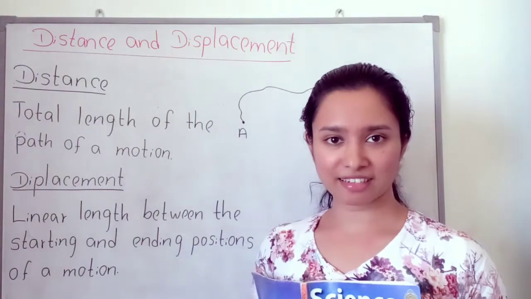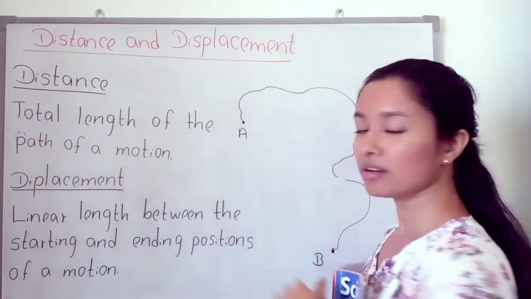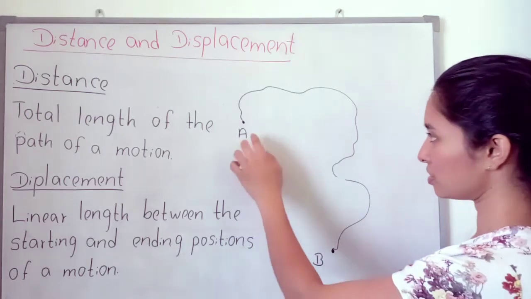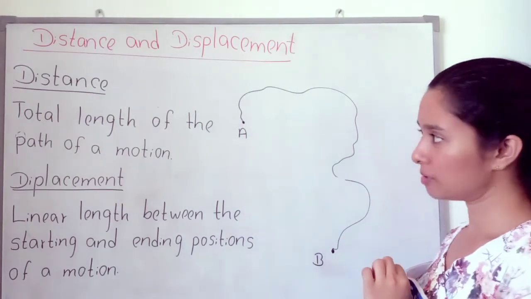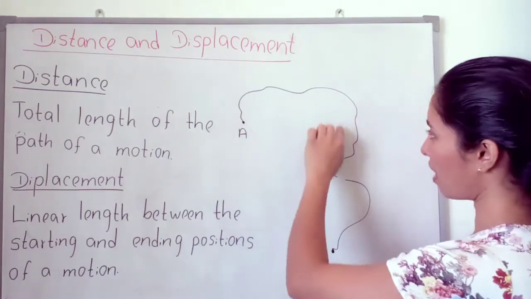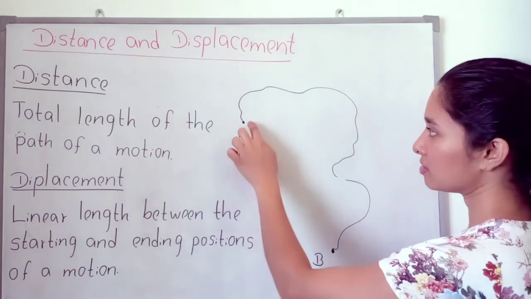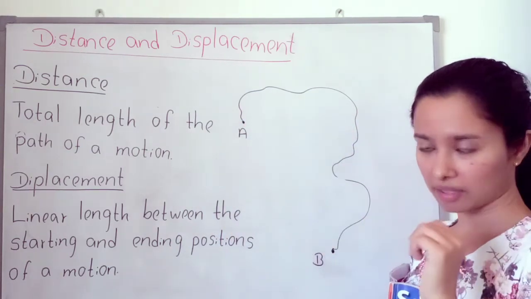Okay. Then let's talk about distance and displacement. What is distance? Distance means the total length of the path of a motion. Total length. Think these are the positions, position A and position B. So this is the path. So the total length of the path. This is the total length of the path.